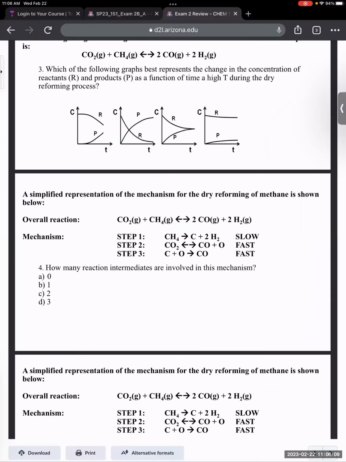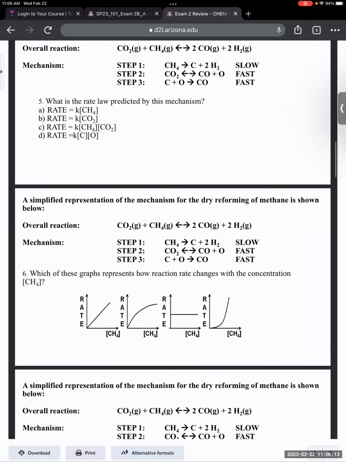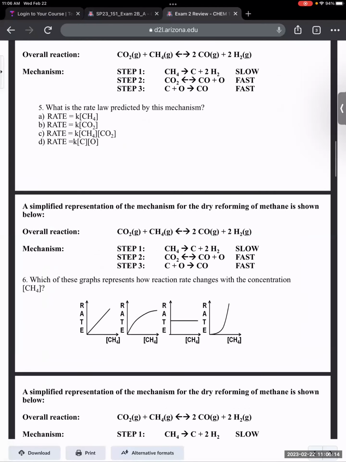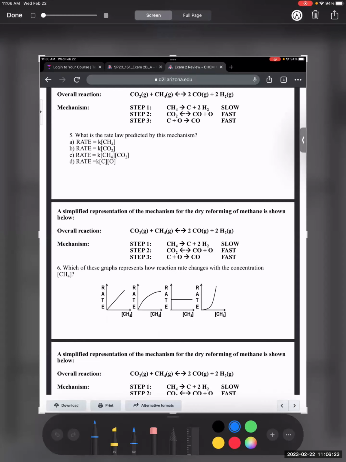Moving on to question 5. I need the mechanism. All right, so let's take another picture. Okay, what is the rate law predicted by this mechanism?